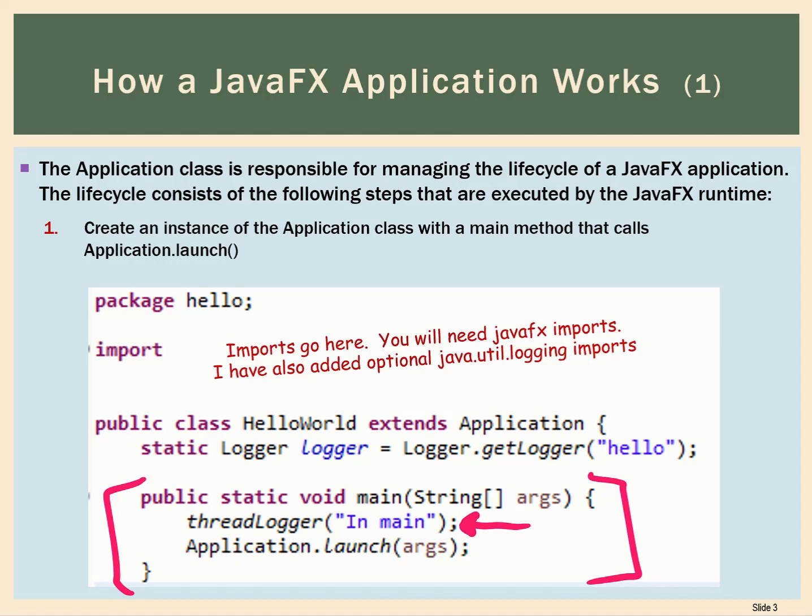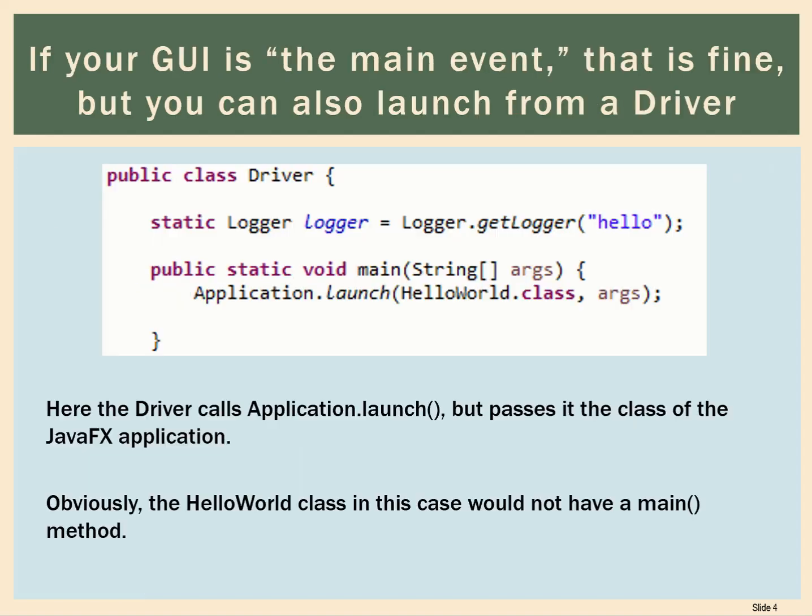Application.launch is a static method of the Application class. And when you launch it, you can launch it with the same arguments that come in through the main method. The launch method is the method that begins the entire GUI. And from this point on, the JavaFX interface takes over. So as I mentioned, typically your GUIs will have the main method as part of the class, but you don't have to do it that way.